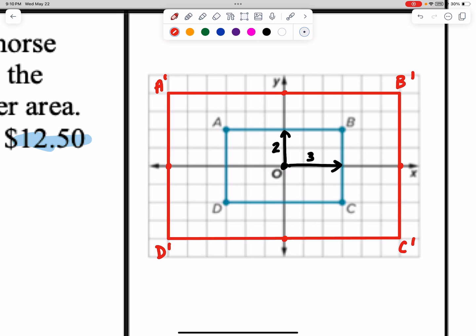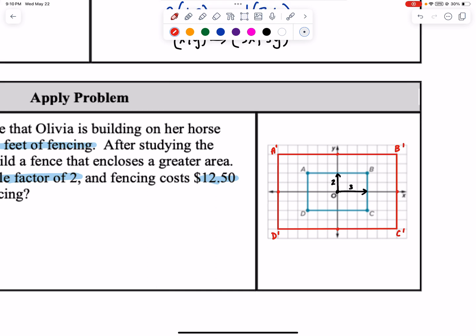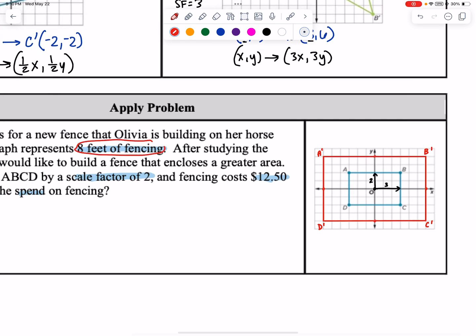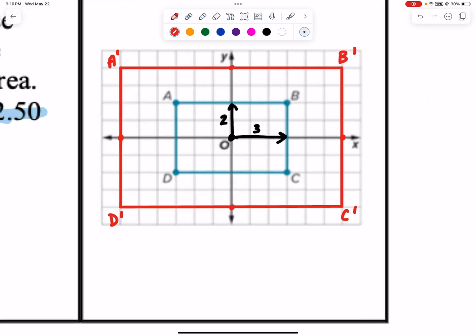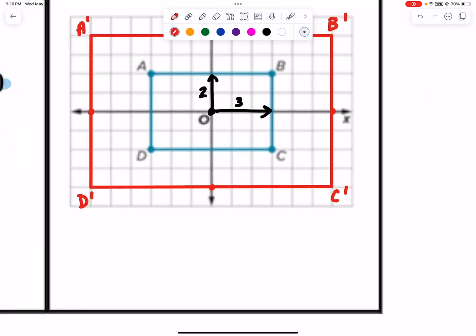Now we're going to look at your distances. As we look at the distances of things, remember that each box is actually 8 feet of fencing. One of the things I would like to do is actually calculate how many feet we have with our new fencing. So let's count all of our spaces. This whole distance: 1, 2, 3, 4, 5, 6, 7, 8, 9, 10, 11, 12. So we have 12 spaces this way.